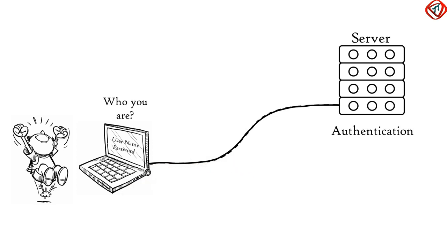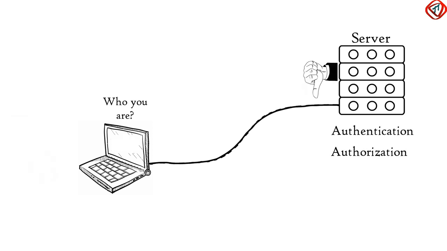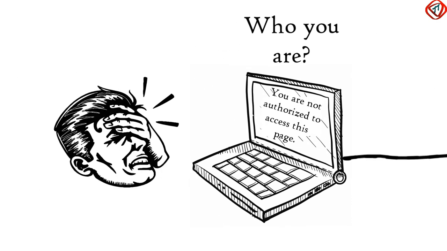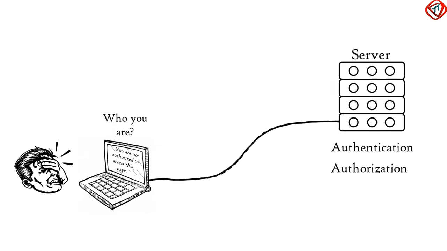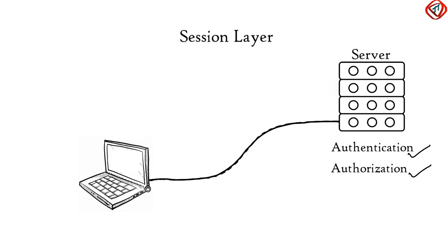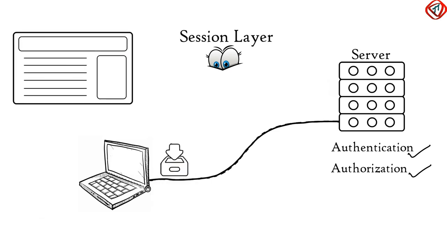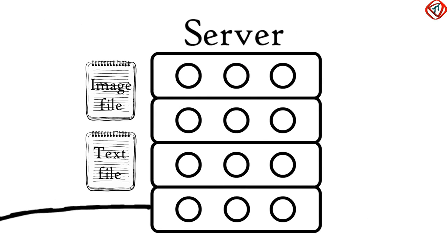After authenticating the user, authorization is checked. Authorization is the process used by the server to determine if you have permission to access a file. If not, you will get a message saying you are not authorized to access this page. Both of these functions, authentication and authorization, are performed by the session layer. The session layer keeps track of the files that are being downloaded. For example, a web page contains text, images, etc. These text and images are stored as separate files on the web server.